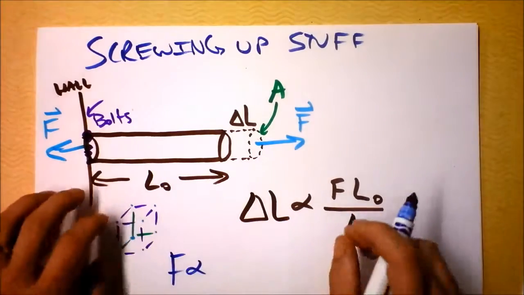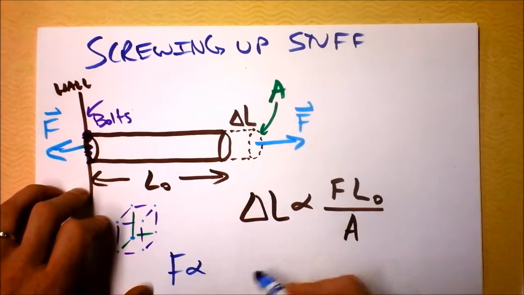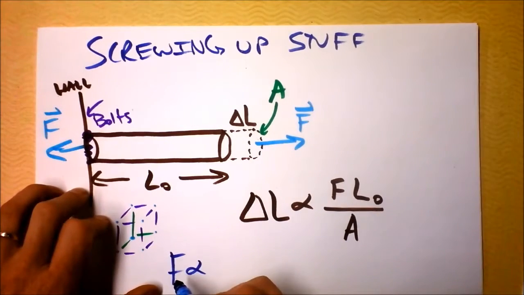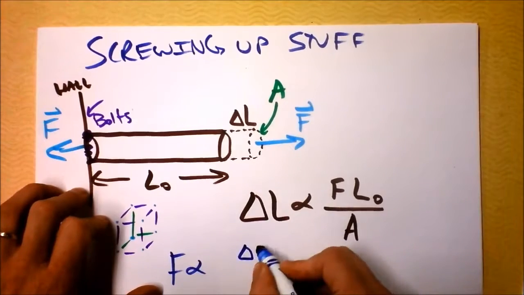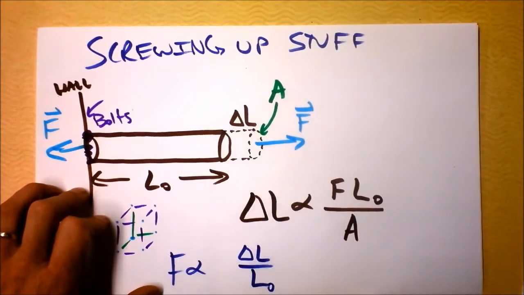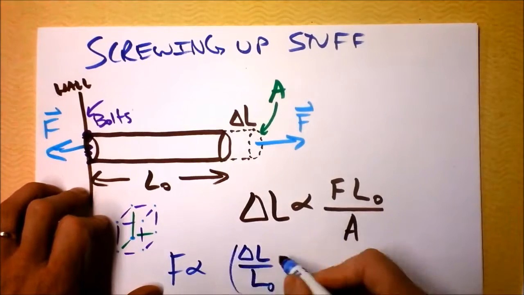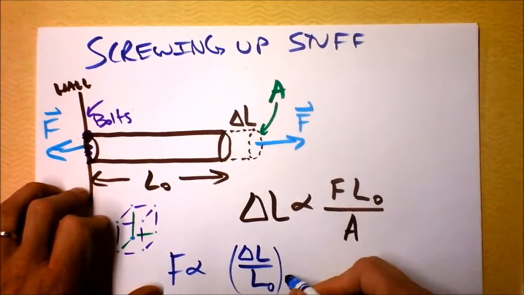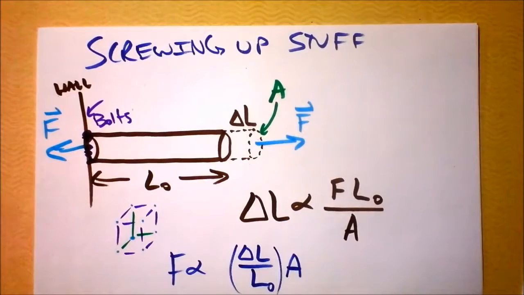But this variable we're going to define is built in a different way. Force is proportional to delta L over L. I'm going to divide by L naught here on both sides, and then I'll put that in parentheses, and I've got an A up in the numerator this time. And instead of writing a proportionality, I'm going to say that force is equal to a new variable, which I'll call Young's modulus. You ready for Young's modulus?